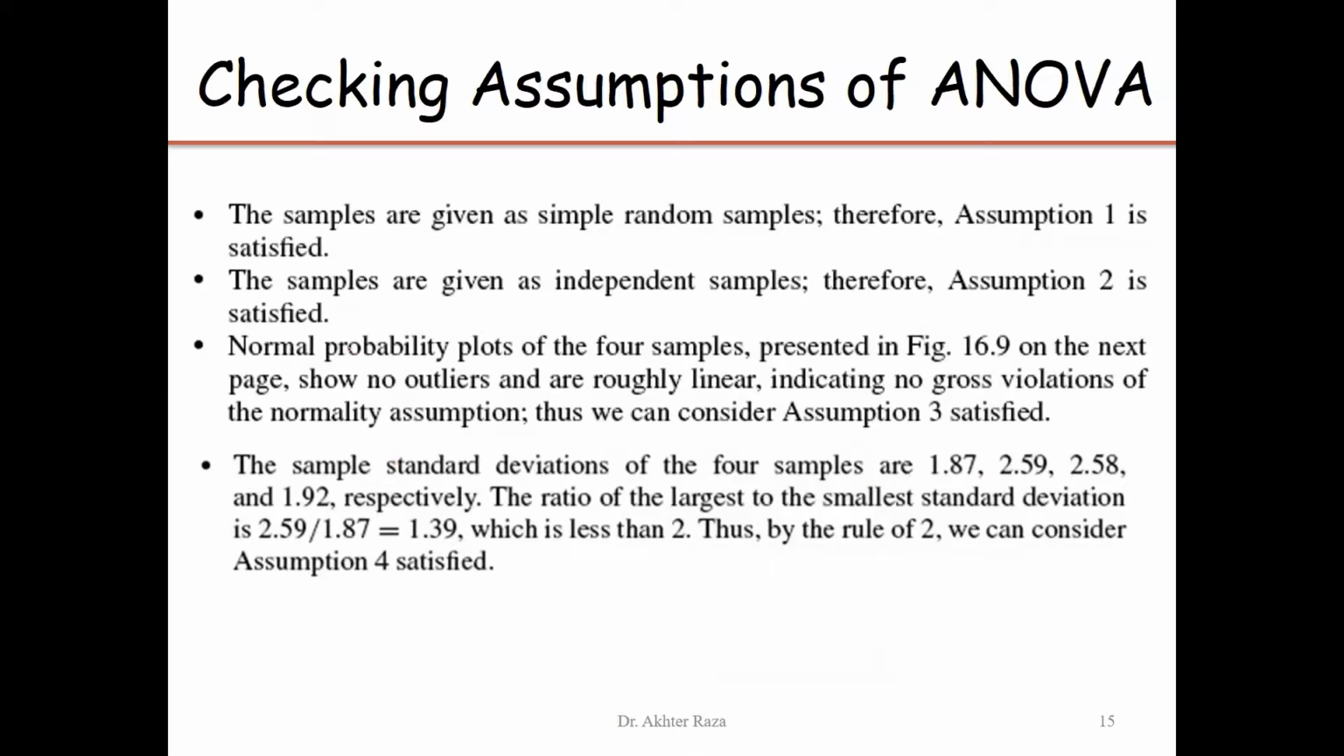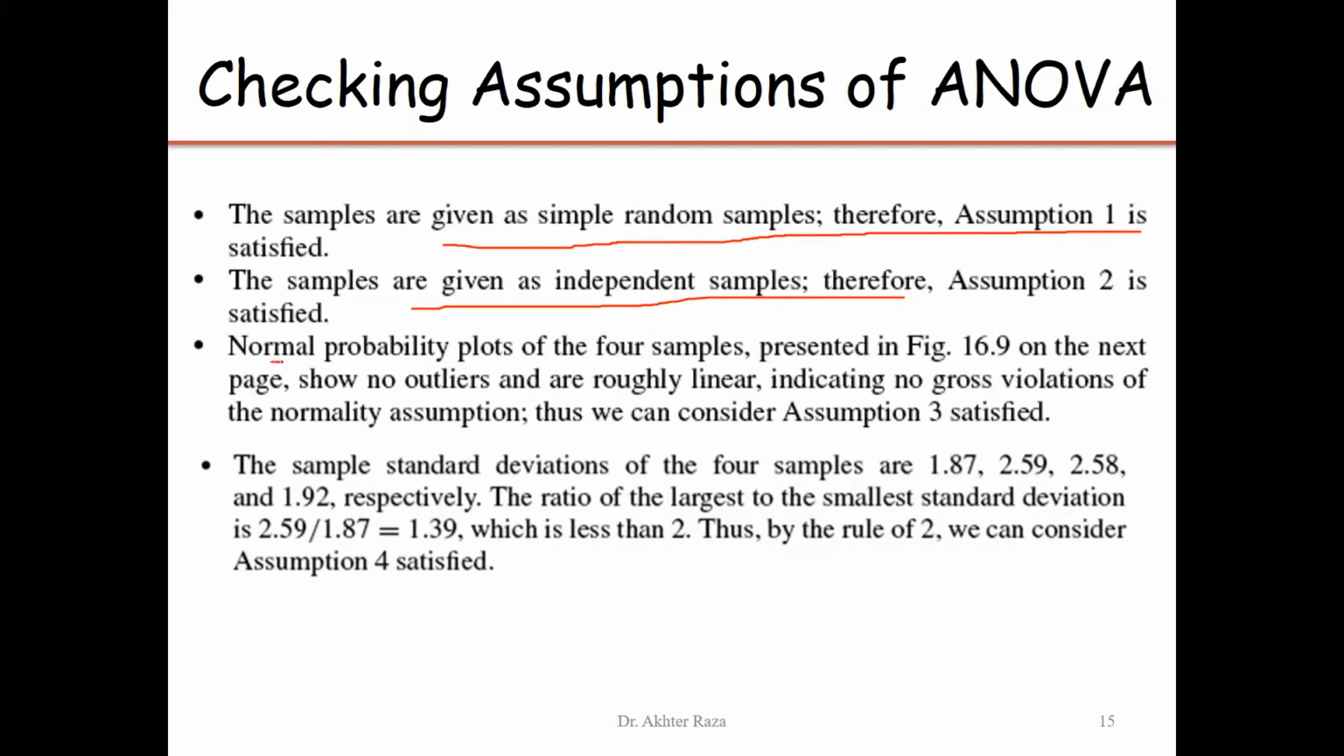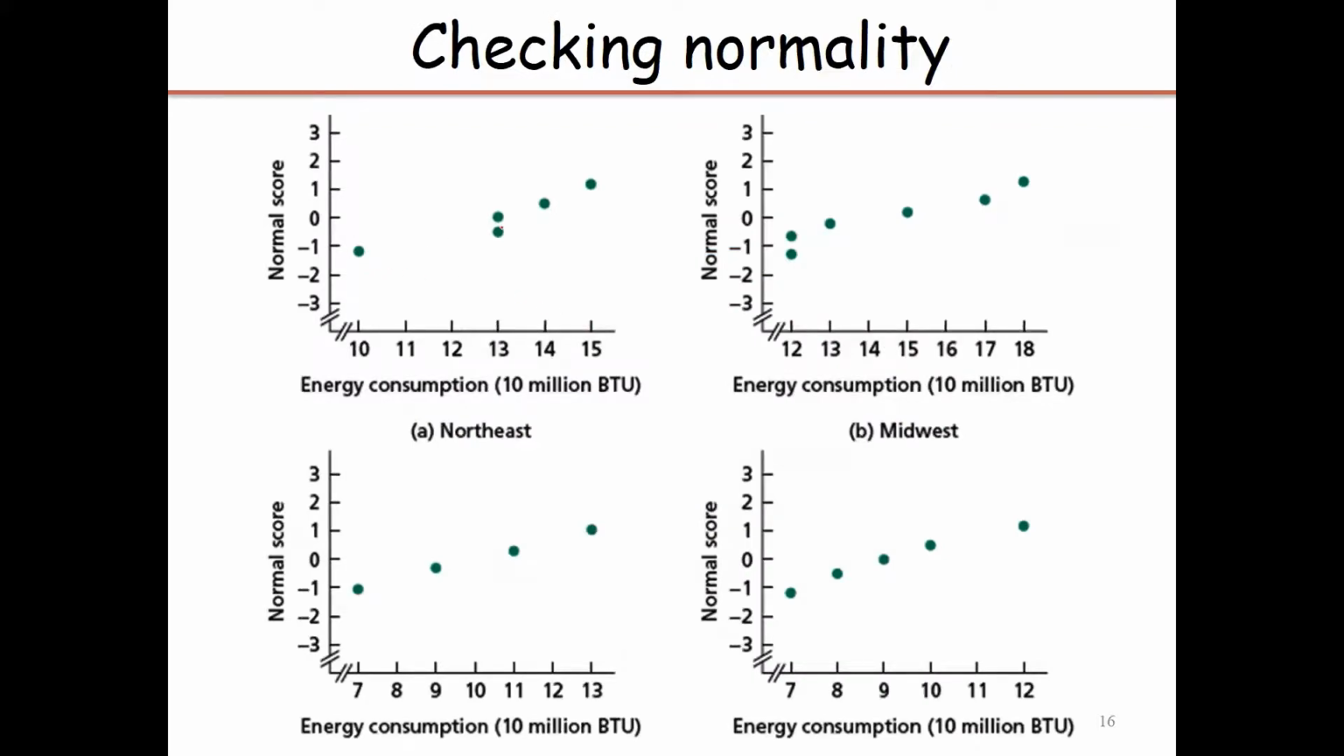We have to check the assumptions. These are random samples, so assumption number 1 is satisfied. The samples are independent, because these regions are independent in operations and they are independent with respect to other factors. The third one is the normal population. We have to construct the normal probability plot for all of these columns. If a linear pattern is there, as we can see in this graph, we have a linear pattern in all of the 4 graphs.